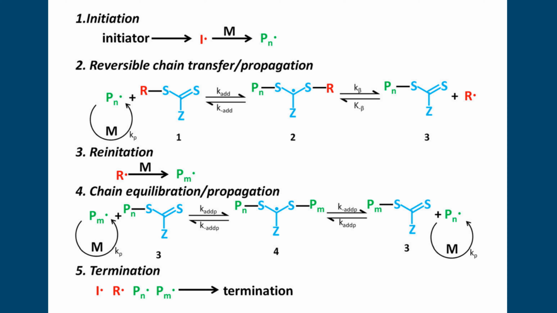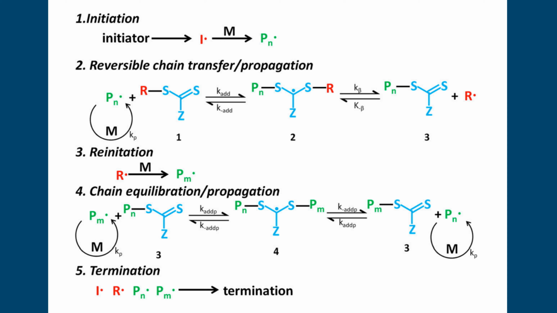Step 2, Addition to the RAFT agent. The propagating radical, Pn, reacts with the thiocarbonyl double bond of the RAFT agent. This step forms a radical intermediate containing the thiocarbonyl thiol group. Step 3, Fragmentation and radical release. The intermediate radical undergoes fragmentation, producing a dormant polymer chain containing the thiocarbonyl thiol group and a new radical species, R. The newly generated radical, R, can initiate polymerization of additional monomers.